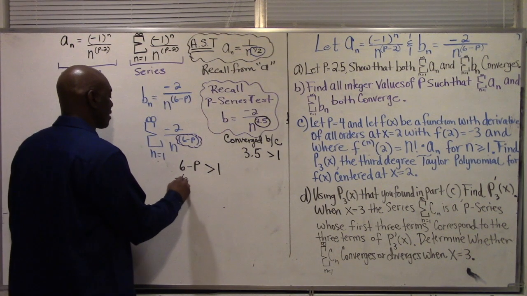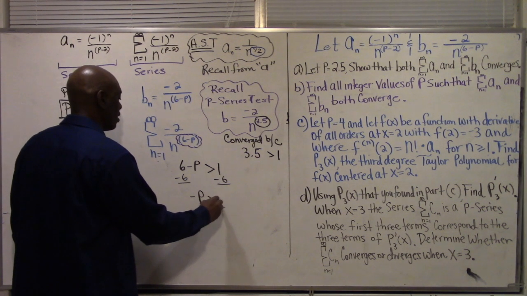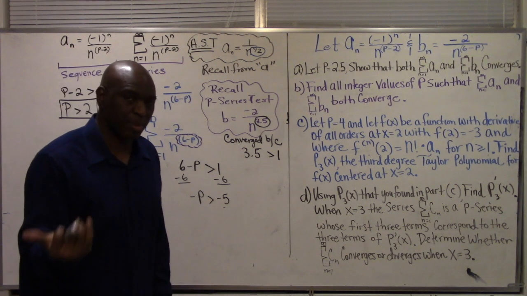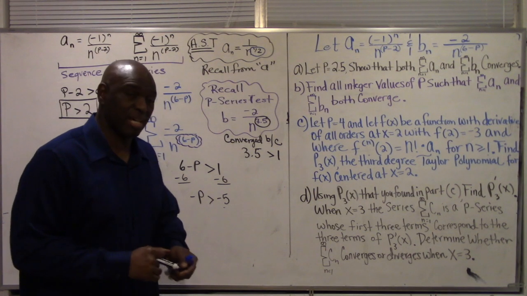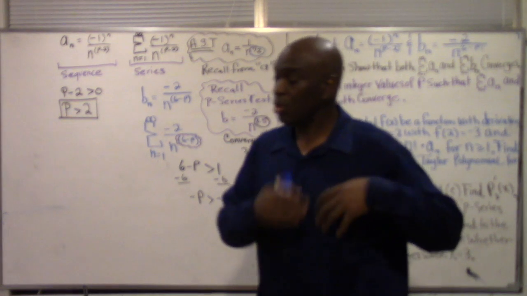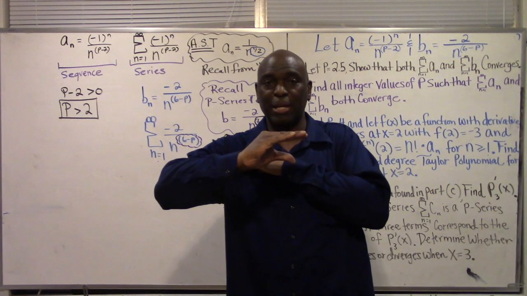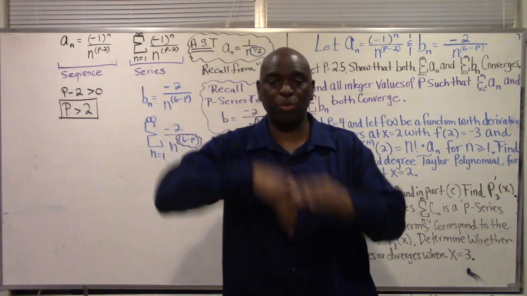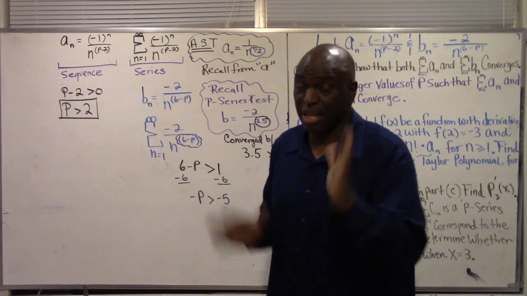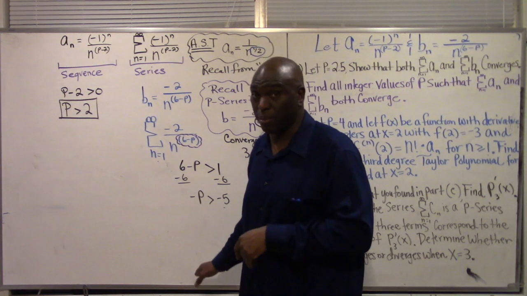So if I were to subtract 6 from both sides, I would get -p is greater than -5, and divide both sides by -1. Please do not forget the algebra, ladies and gentlemen. When you divide by a negative sign, the direction of the inequality has to shift. What's going this way must turn and go that way when you divide by a negative, or multiply by a negative. Same effect. Divide or multiply by a negative, you must change the direction of the inequality symbol.